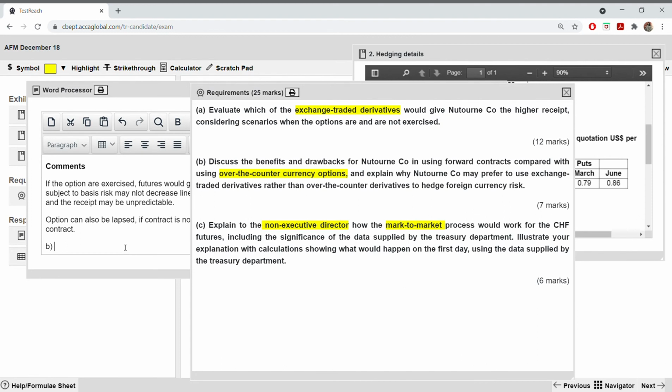How are you going to answer these two things and how are you going to start? First you can start with the benefits. For this, use a separate paragraph with a subheading, benefits of forward contract. You start like this.